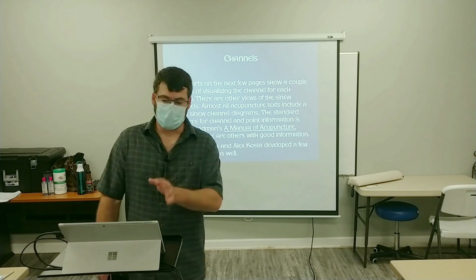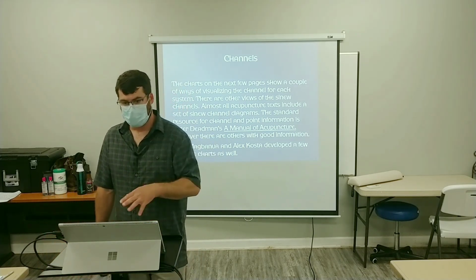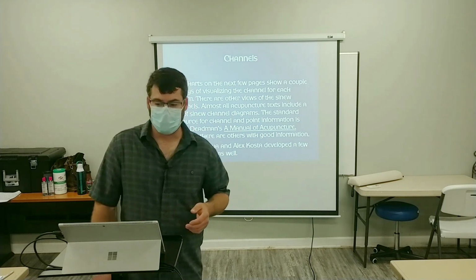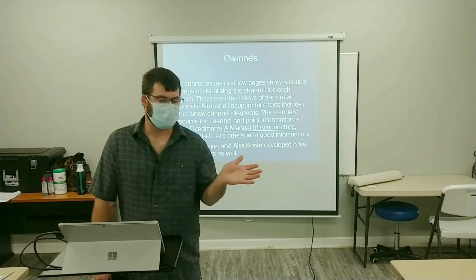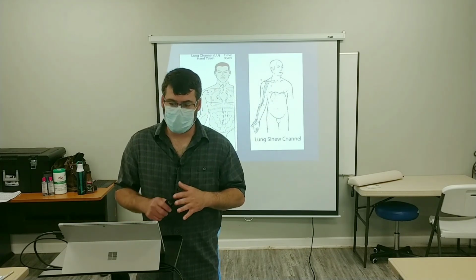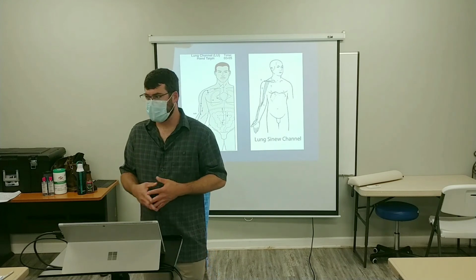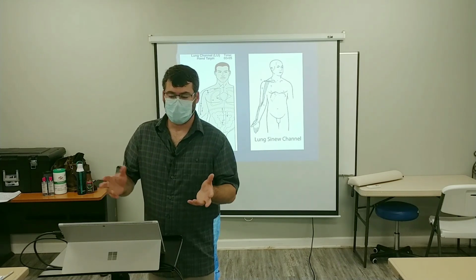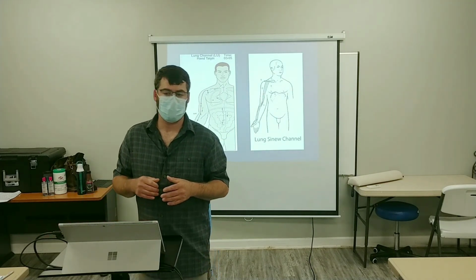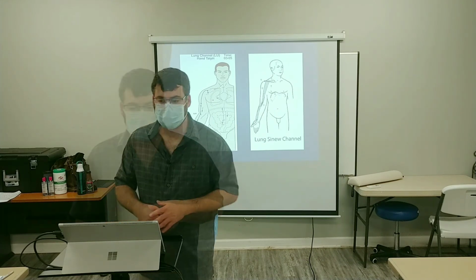These pictures of channels didn't actually come from this book, but the go-to standard book for channel and point information is called A Manual of Acupuncture by Peter Deadman. It's used by every single acupuncture school in the country. So what we're going to do is walk through each of these channels. I'll talk about its area of influence, talk about some of the conditions you would see briefly, and then what we'll do is actually palpate each of these channels on our partner.